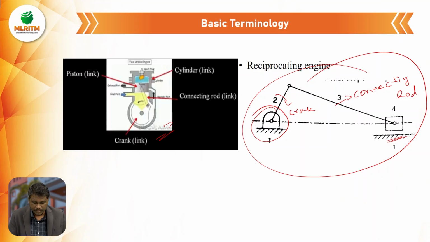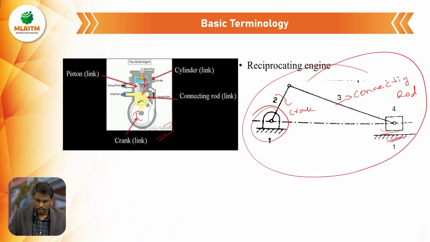So here is the crank. Okay, this is a crank because it will rotate 360 degrees. And this crank is connected with the connecting rod, and the connecting rod is connected with the piston. This piston is moving inside the cylinder like this. This slider motion will happen here.